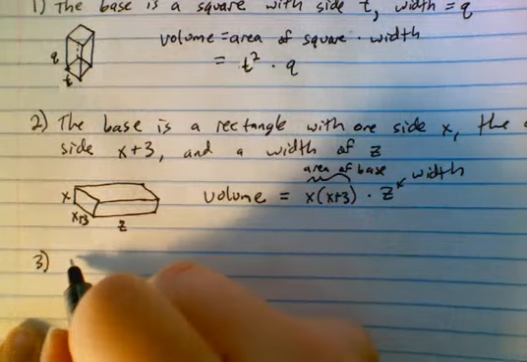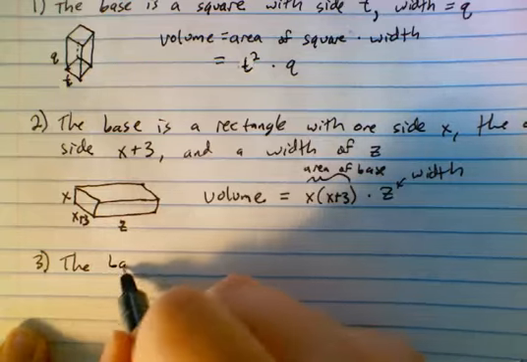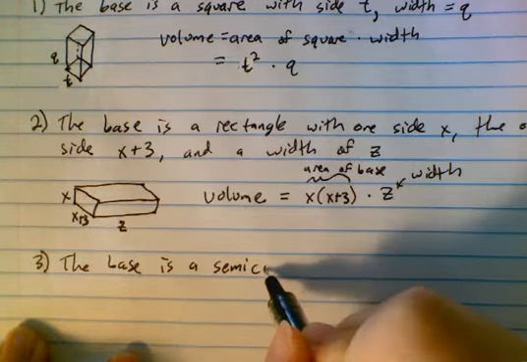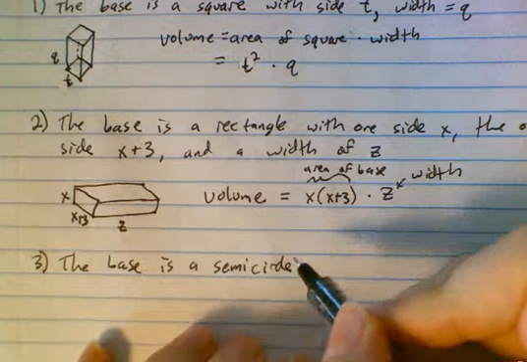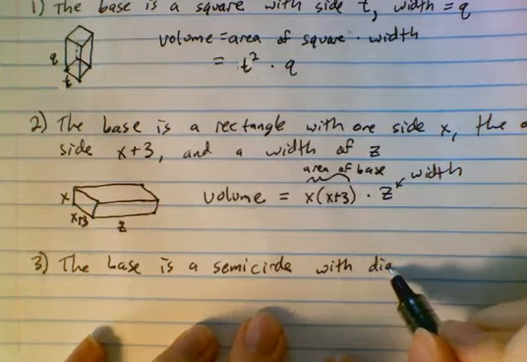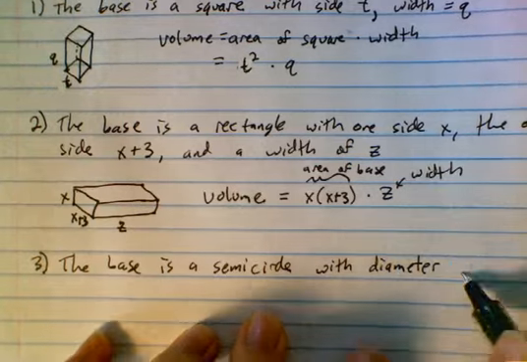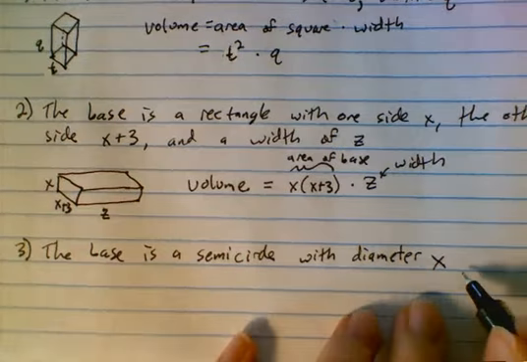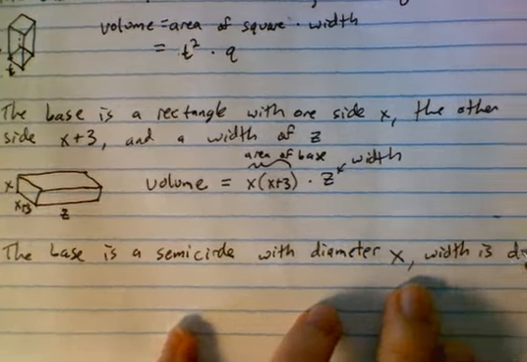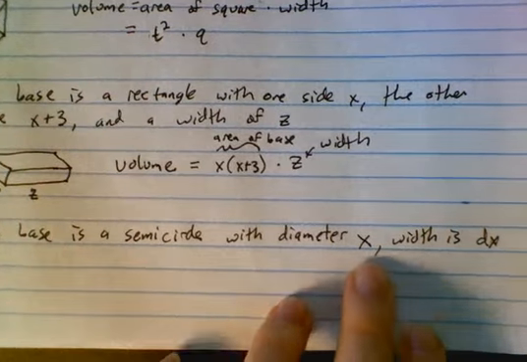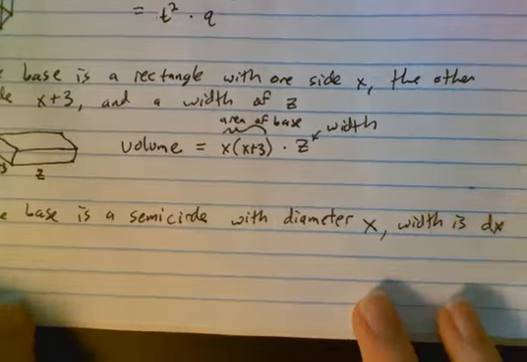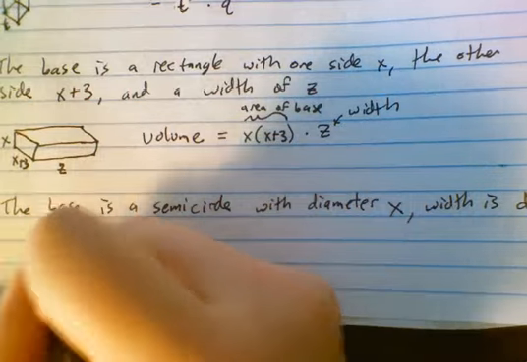Same idea if the base is a semicircle with a diameter x, and the width is dx. You might get a sense looking at this of where we're going with this. So I'm going to go ahead and draw my semicircle.